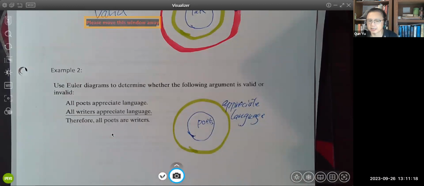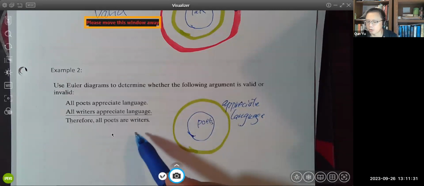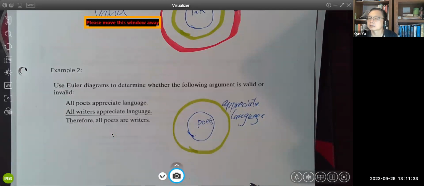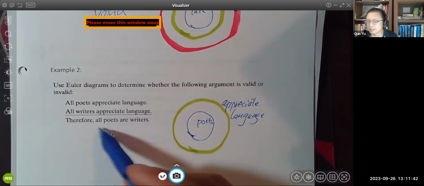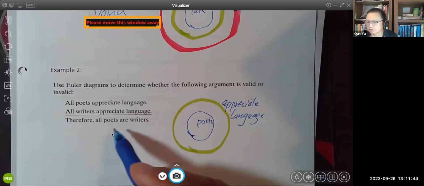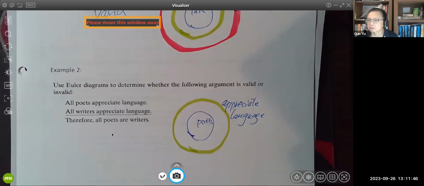Again, a valid argument can only have one conclusion. If I draw a different conclusion based on the Euler diagram, that indicates we have an invalid argument. That's why we want to go against the original conclusion. This is also the reason we don't want to represent the original conclusion, because our goal is to test if it is unique or not. That's why we want to go against it.